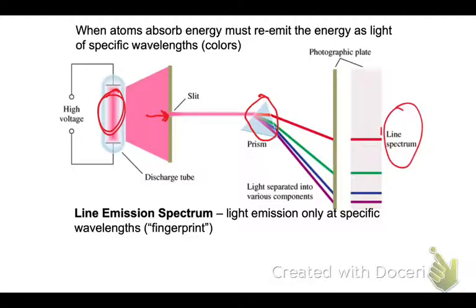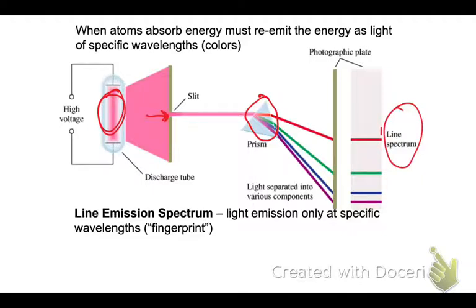So this is a little bit different from a rainbow. The rainbow is a continuous flow of color. Here on the receiving board, you just find separated different lines, each one with a certain color. We call that the line emission spectrum, which is light emitted only at a specific wavelength, and it provides what we call a fingerprint for any given atom.